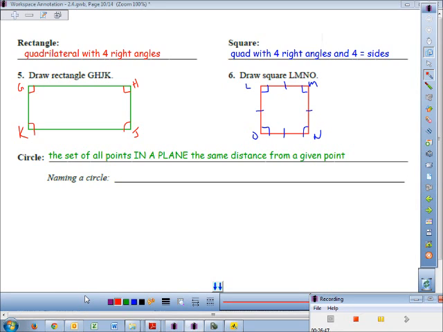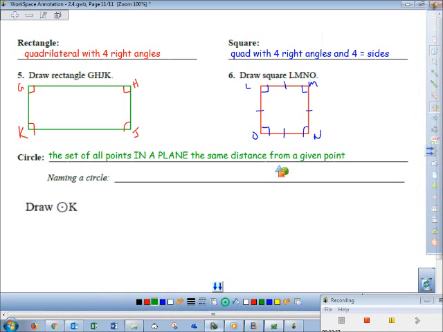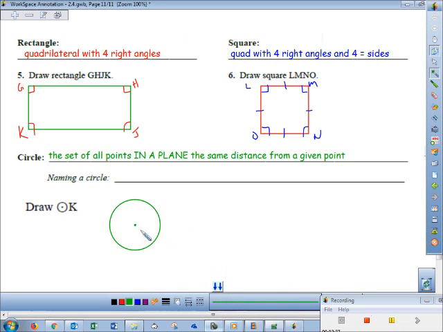Circle definition. The set of all points in a plane the same distance from a given point. Here's what that means. Like if I was to draw a circle right here, I have to start with some point. So this is the center of the circle right there. And then if I go any distance, let me grab a segment instead. Get rid of those arrows.